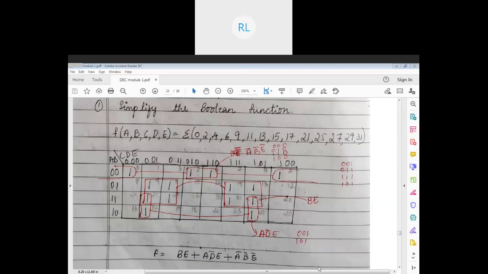Sir, could you explain that A bar, B bar, E bar, sir? A bar, B bar, E bar. Okay, fine. I will. You want to know how we got A bar, B bar, E bar, or you want to know how we have grouped it? Yes, sir. How A bar, B bar, E bar? How we have got the equation, right? Okay, yes, sir. Grouping also, sir. Okay, I will.